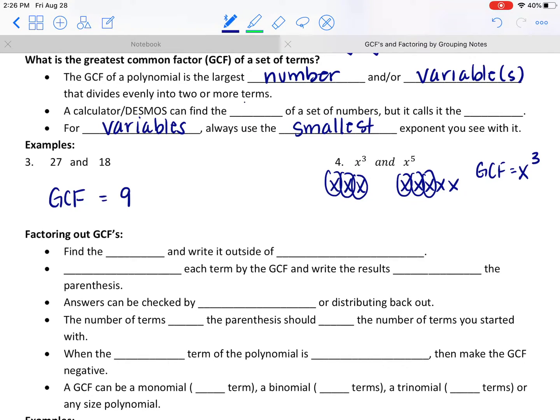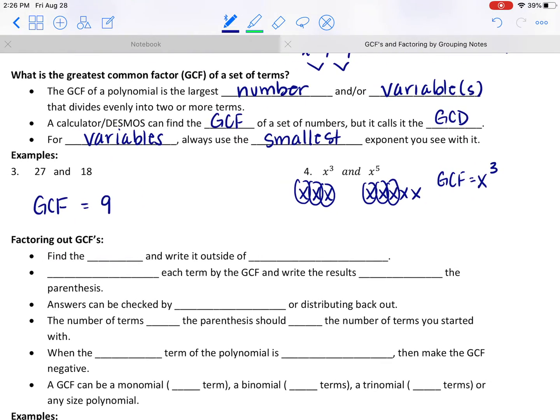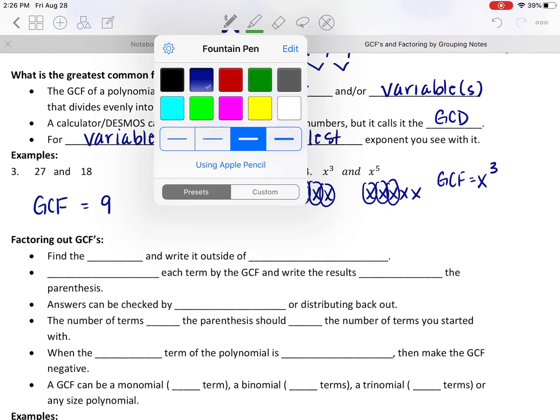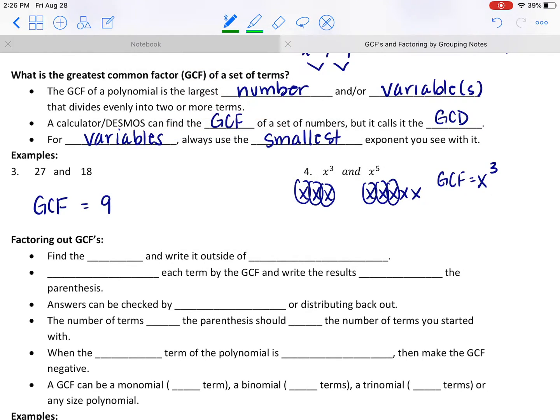Why did I make that lowercase? I don't know. The GCF for you as well, but they just call it the GCD. Now, it won't do it with variables, but it will handle the numbers. So that was in Desmos. You wanted to go to the function, and then miscellaneous, and then GCD. Okay, that's how we got to that option to calculate that GCD.